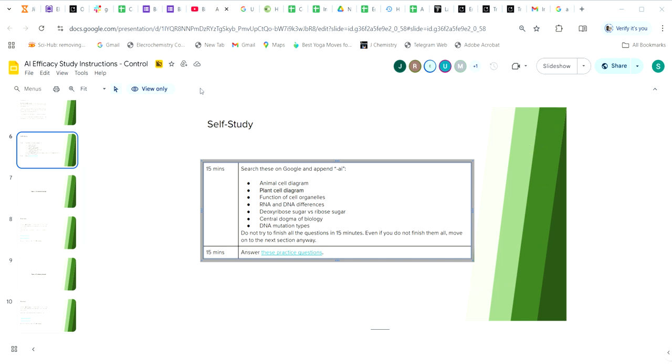So actually, what is the basic difference between plant and animal cells?